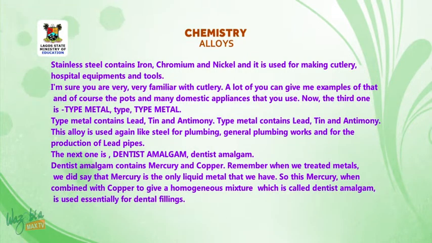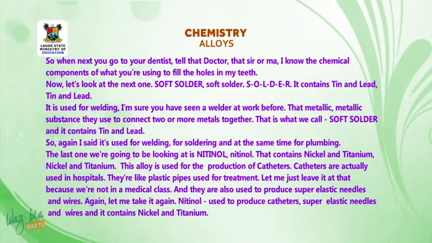The next one is dentist amalgam. Dentist amalgam contains mercury and copper. Remember when we treated metals, we did say that mercury is the only liquid metal that we have. So this mercury, when combined with copper to give a homogeneous mixture, which is called dentist amalgam, is used essentially for dental fillings. So when next you go to your dentist, tell that doctor that, sir or ma, I know the chemical components of what you're using to fill the holes in my teeth.